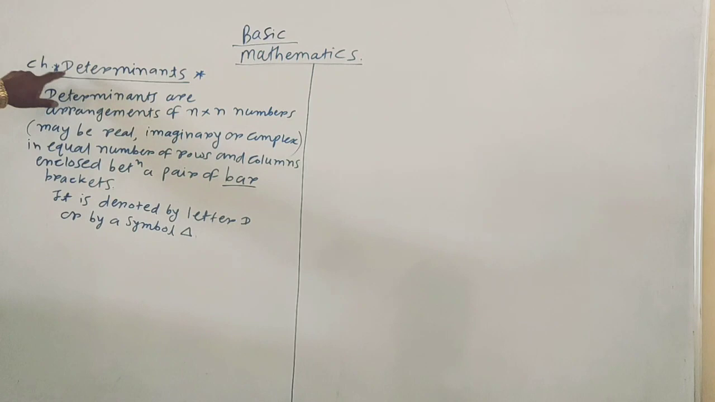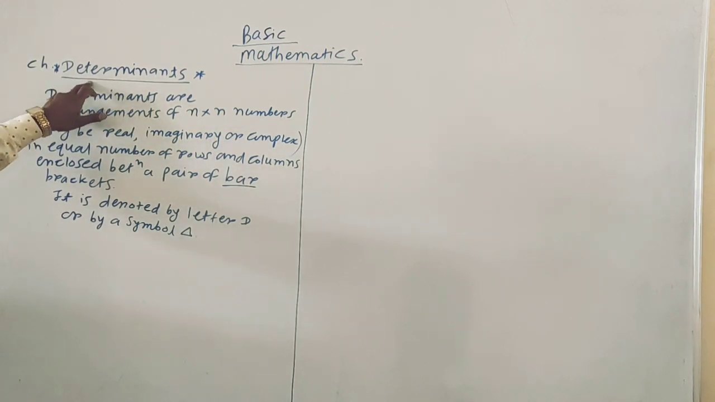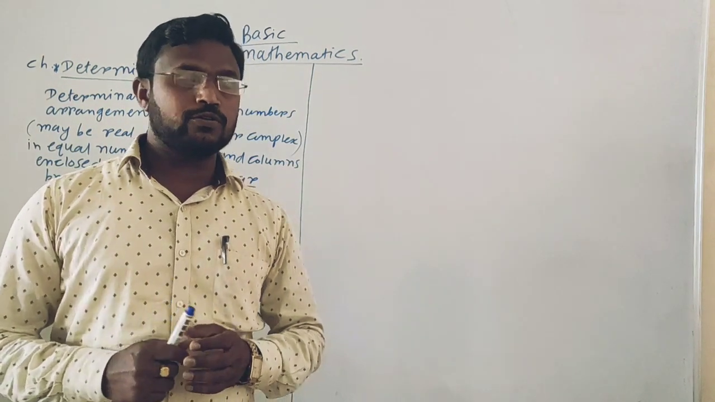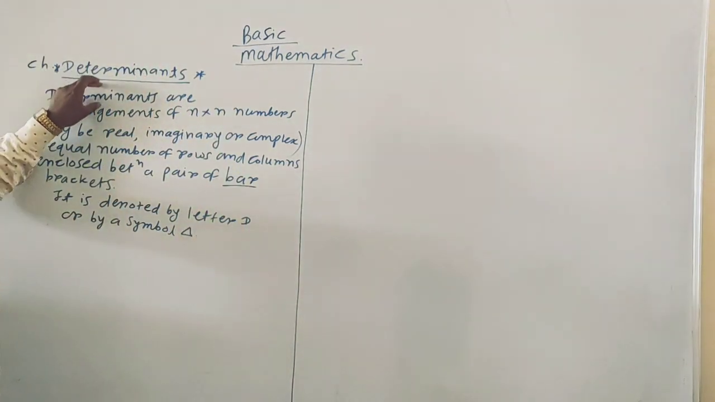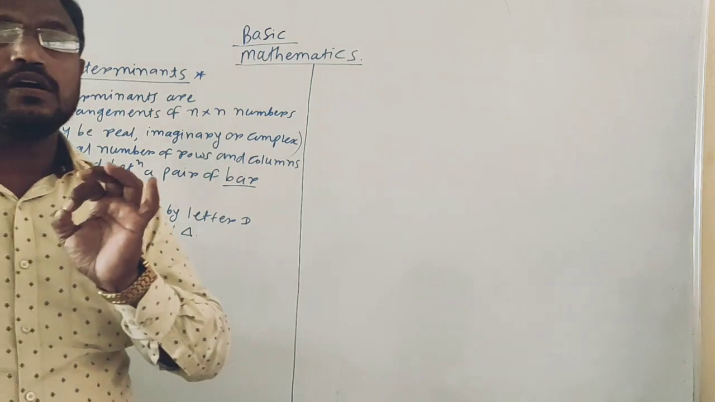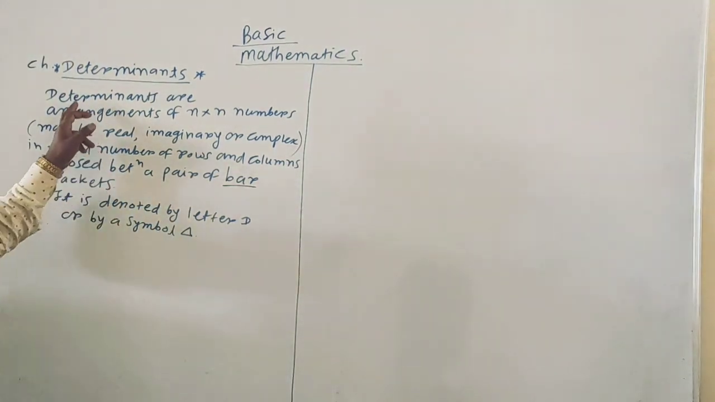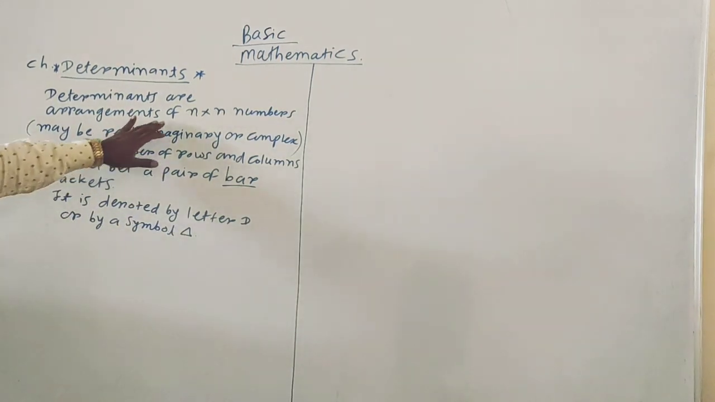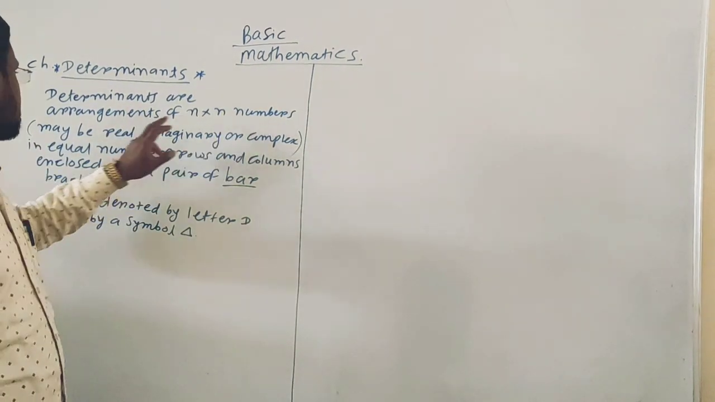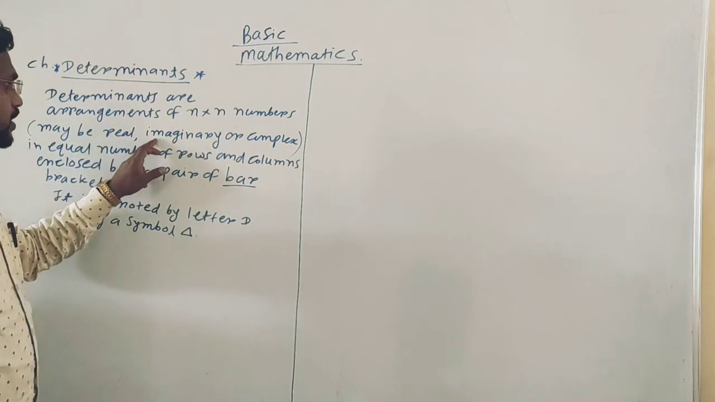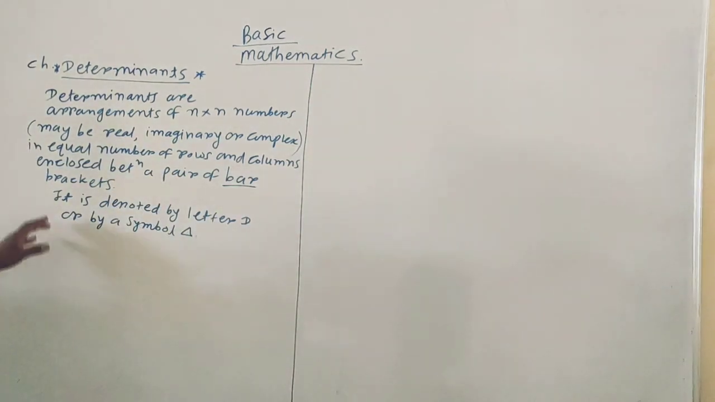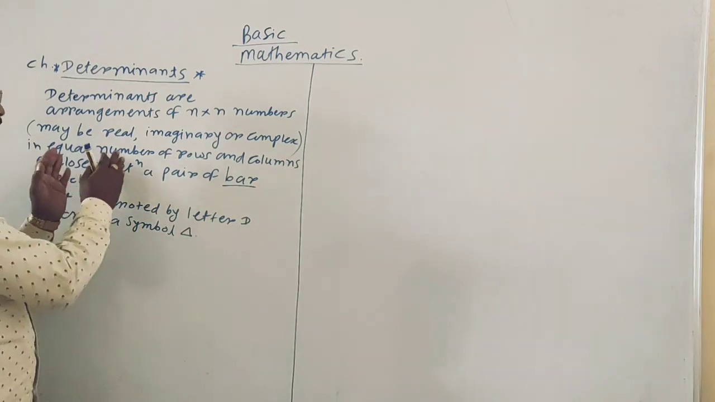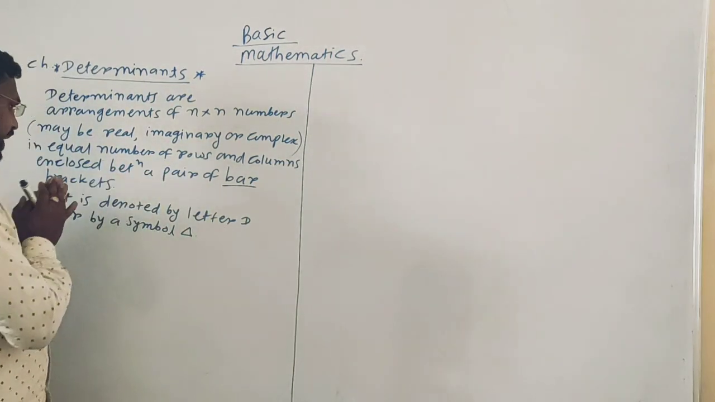Chapter: Determinants. We know from the previous standard, that is 10th standard, determinants of order 2. What is the exact meaning of determinant? Definition of determinants: determinants are arrangements of n by n numbers, may be real, imaginary or complex, with an equal number of rows and columns enclosed between a pair of bar brackets.